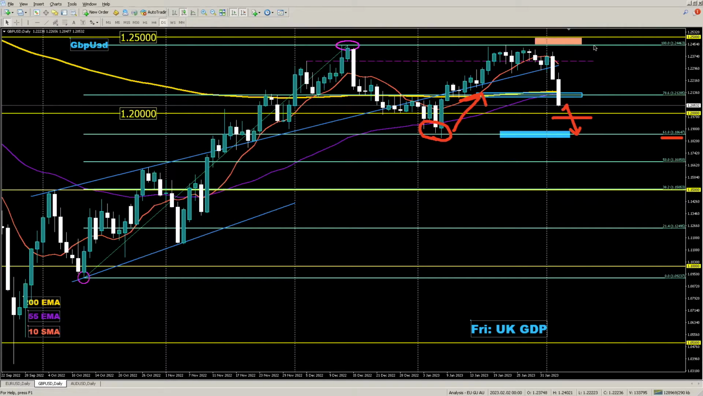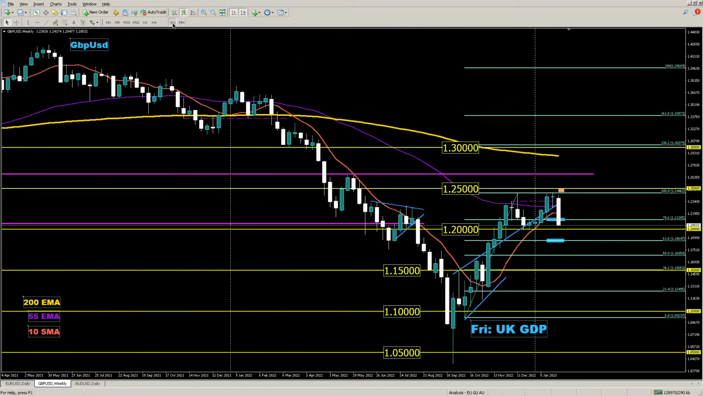It could not get through this December swing high, so it couldn't hit the 125 round figure, which will be a major resistance level. So there are UK GDP numbers coming out this Friday. So we'll see if the economy is doing well.